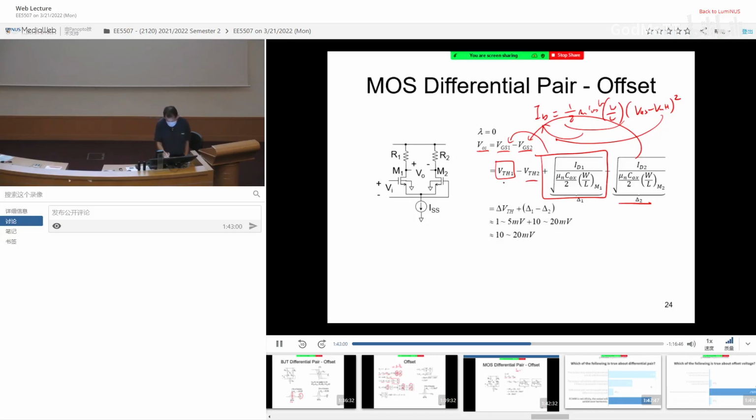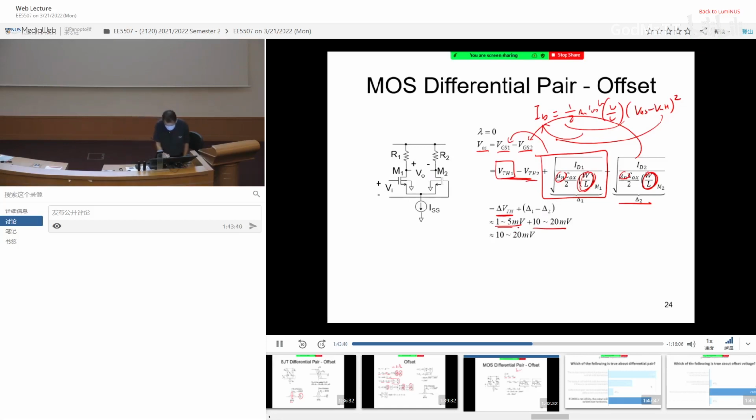So here you can see it actually depends on the threshold voltage mismatch. For a MOSFET, threshold voltage mismatch directly appears as the offset voltage. And then the second term is related to the sizing mismatch. Okay? Now, we didn't show how to calculate this one. Instead, we just tell you roughly what people normally observe: the threshold voltage mismatch is probably between 1 to 5 millivolt. And then the sizing and mobility mismatch will probably contribute about 10 to 20 millivolt.